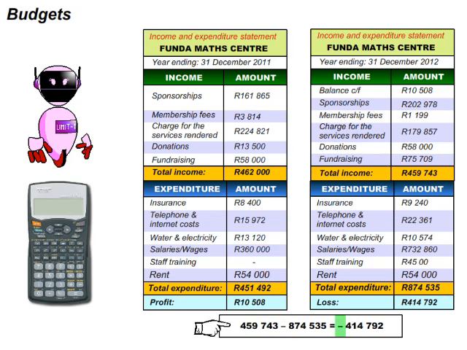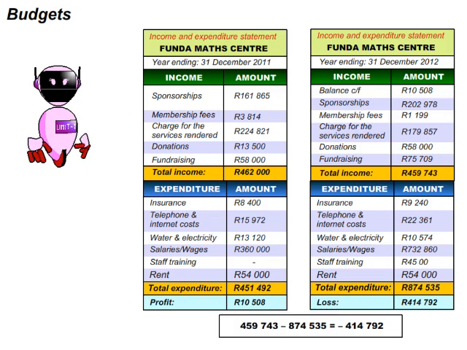This negative sign shows loss. We normally don't write the minus sign, but we need to specify that we are dealing with a loss. What can be done to make sure the club makes a profit?